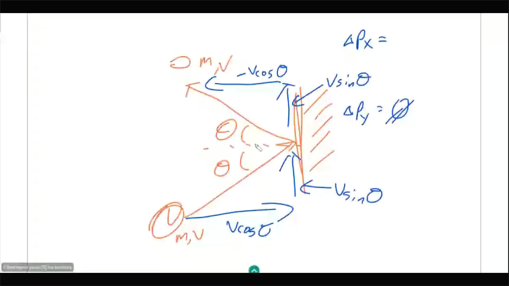One direction has to be positive, the other one has to be negative. So in this case, the way I have it drawn will be negative v cos theta minus v cos theta, or negative 2 v cos theta for our change in momentum in the x direction. Again, that negative sign just means direction. You have the freedom to choose that. So you basically have double the change in momentum going in there.